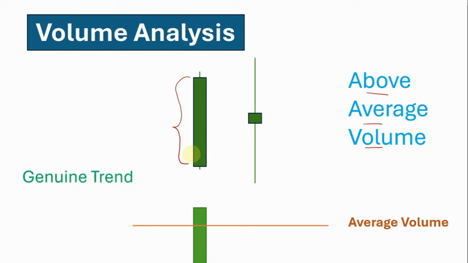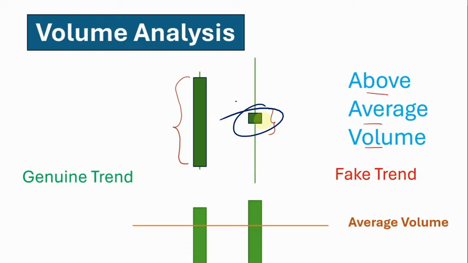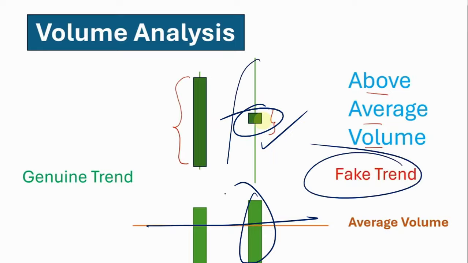However, if a narrow spread candle forms with above average volume, it signals a fake move or trap. This is a fake trend. This can be treated as fake. Why? Because this is a narrow one but with above average volume.